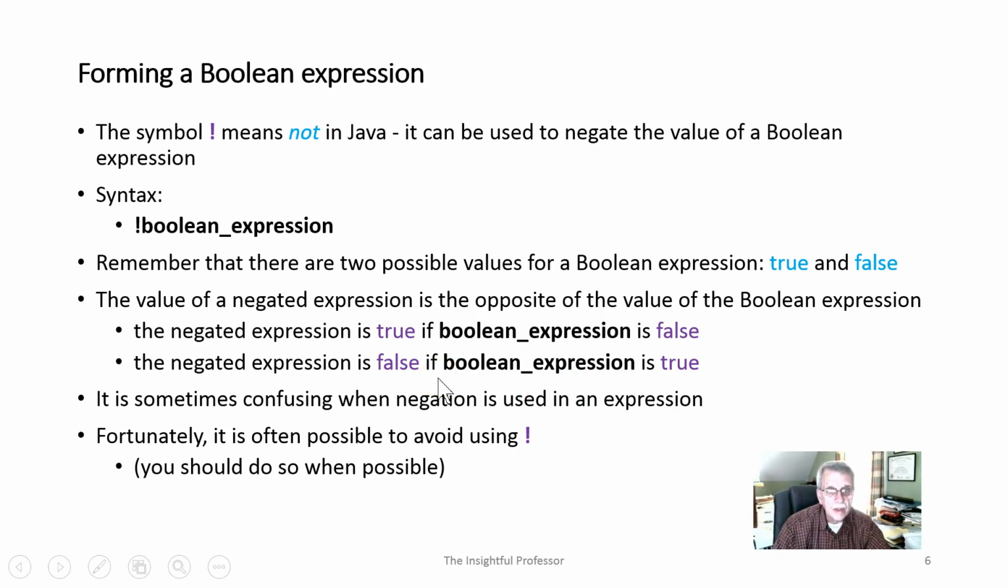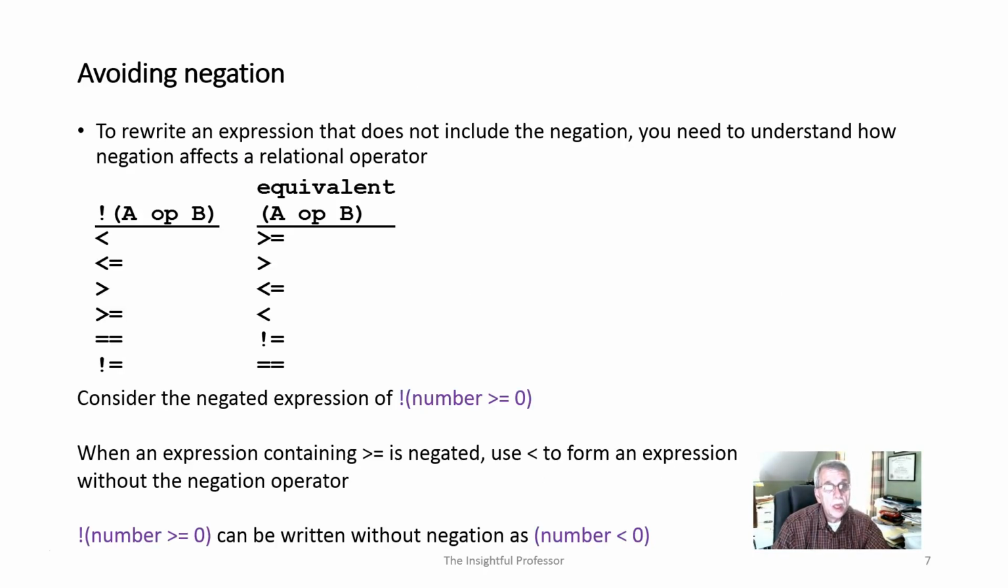Simply negating the value gives us the other value because it's simply two-value logic, kind of a toggle. It's sometimes confusing, and you're probably confused by what I just said here. It's sometimes confusing when negation is used in an expression. So be aware that we have options very often of avoiding that, and probably it's a good idea to avoid using negation. So here's how we can avoid the use of negation within a program.